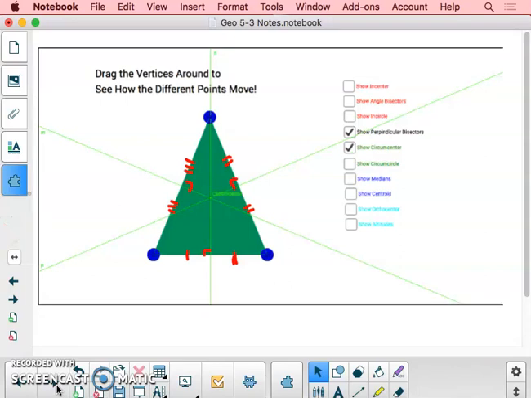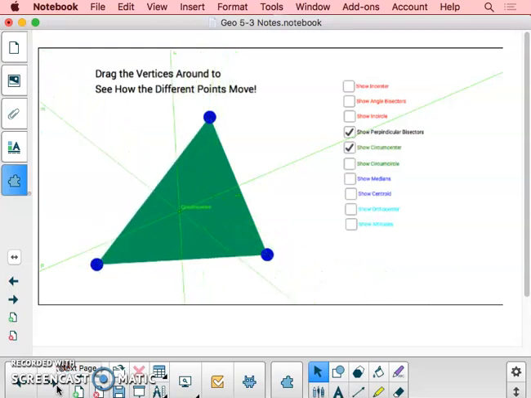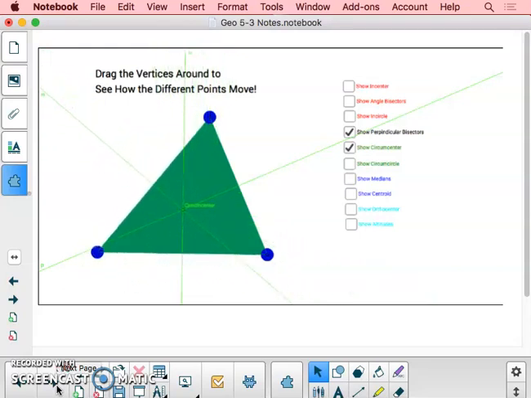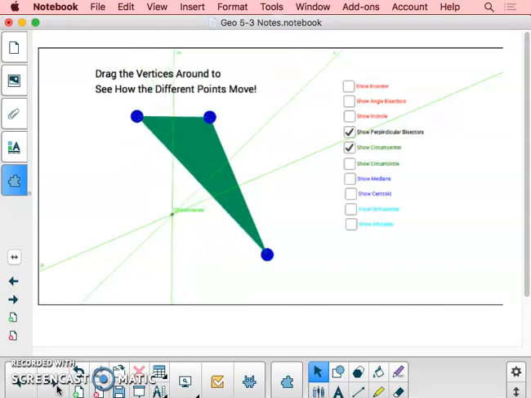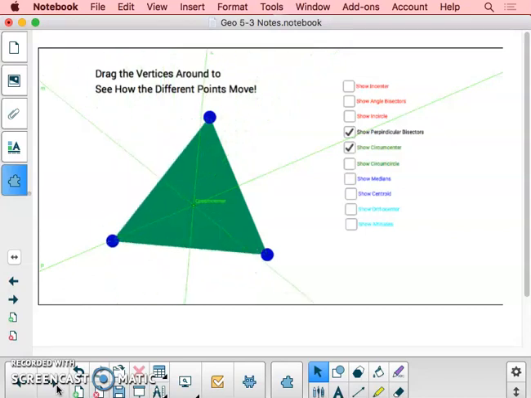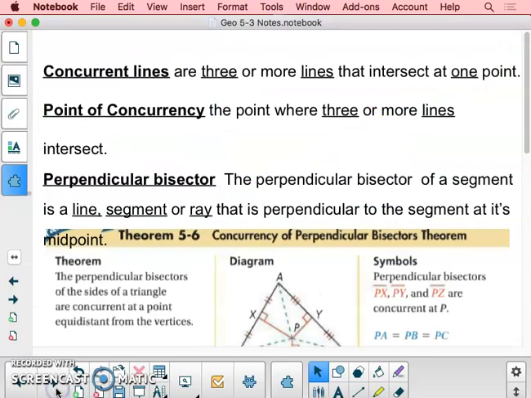I can click on Show Circumcenter. That circumcenter is that green dot, I know probably hard to see, right in the middle where they run into each other. If I move this around, for certain types of triangles the circumcenter might be right on the edge of the triangle, on one of the sides. For another type of triangle, the circumcenter might be outside, and then we might have the circumcenter inside as well. So we'll talk about what it is and why it's important right now.